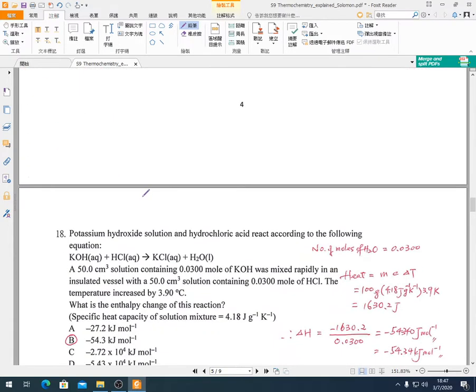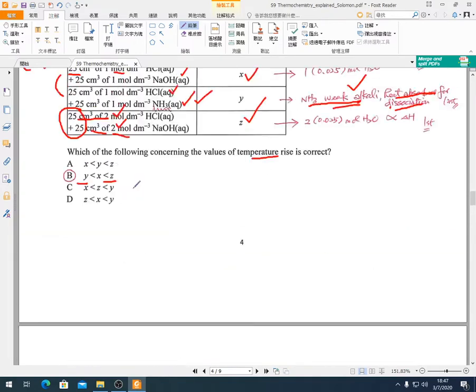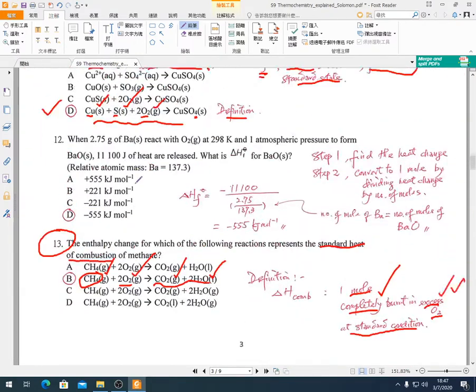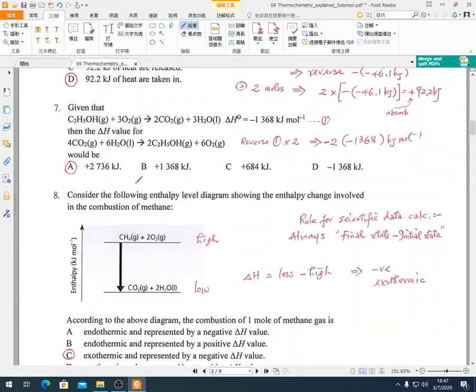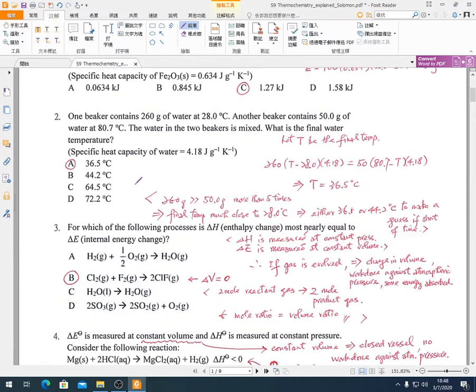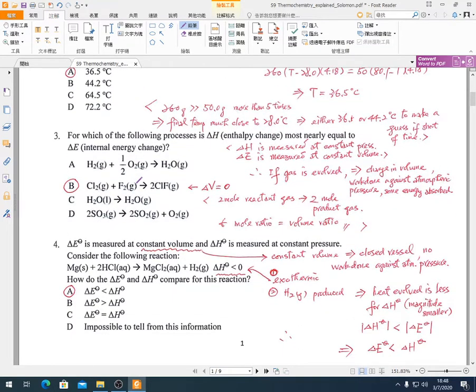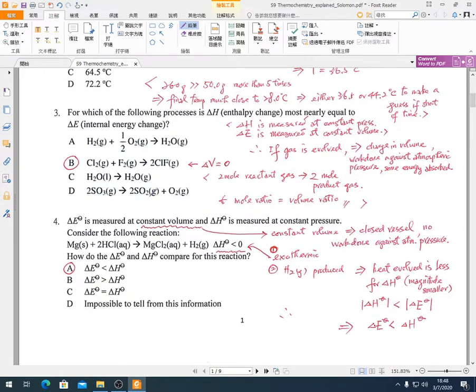Now we go to another one. Okay, let's go to some basic definition. It's a bit difficult, just be patient. It is borderline out of syllabus, okay. I want to talk about number 3 and number 4. It's about internal energy change and enthalpy change, okay.